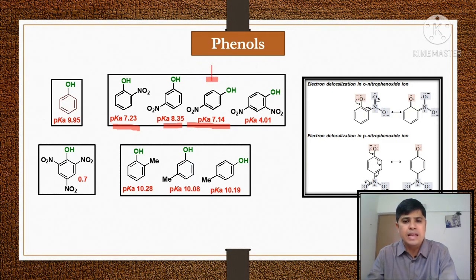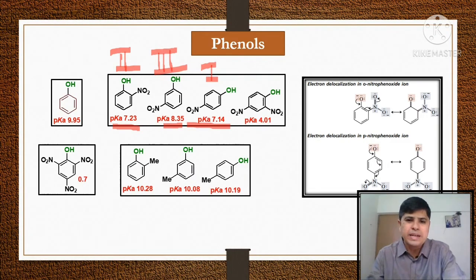So this is number 1 in acidity, this is number 2, and this is number 3. Now why is it so? The expected order of acidity is like this: ortho should be more acidic than meta, and meta should be more acidic than para. Why should the expected order be like this?